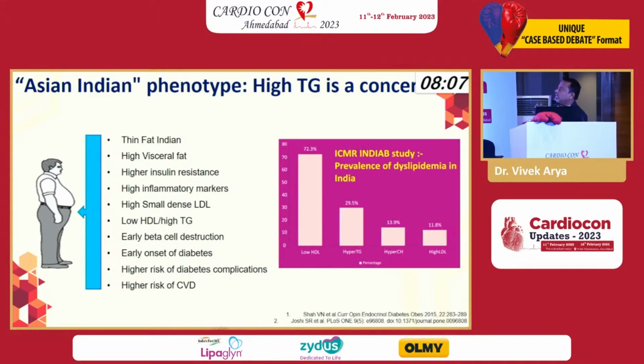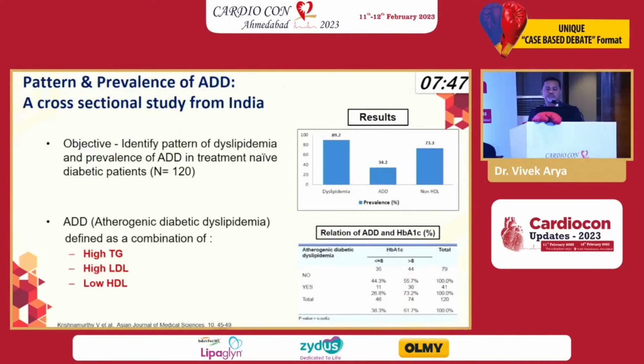This is what the ICMR study has shown: low HDL, which is pretty common amongst the Indian subset of patients, almost 72% have low HDL. If you look at triglycerides, 30% have higher triglyceride levels, and high LDL is in around 12%. So what is the pattern and prevalence of atherogenic diabetic dyslipidemia? We have to understand that it is high TG, high LDL and low HDL, and this patient has probably each and every part of atherogenic diabetic dyslipidemia.